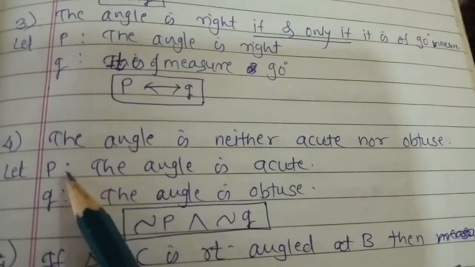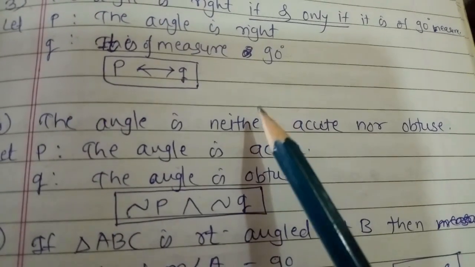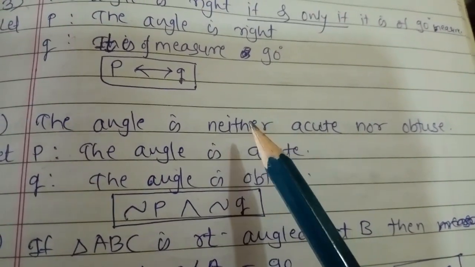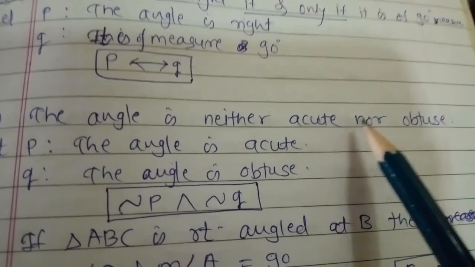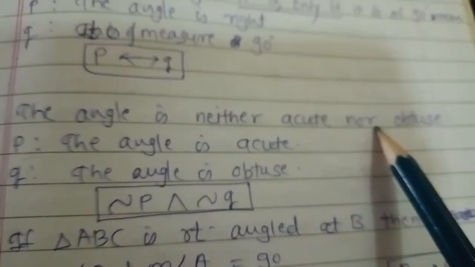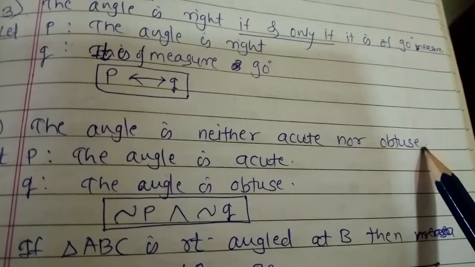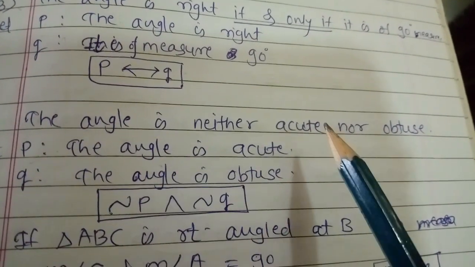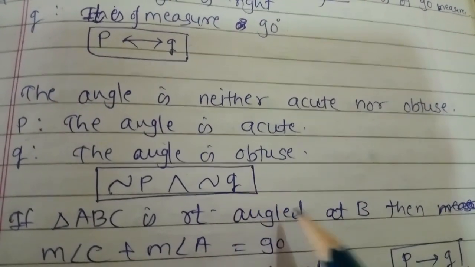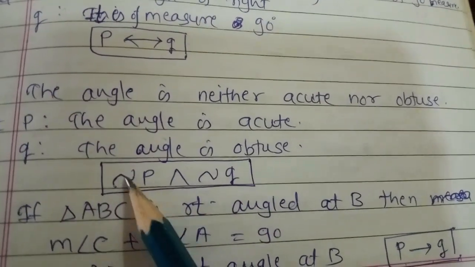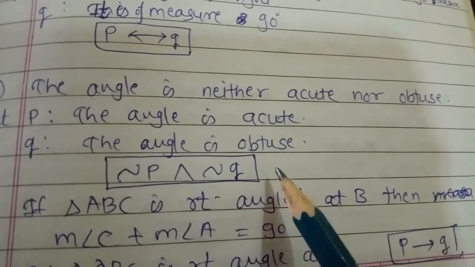And now for symbolic representation we have to use this neither. Neither means negation. Since there is a not, here is a negation. So negation of P, and nor means here we are given that the angle is neither acute nor obtuse, means the angle is not acute and not obtuse. So here we have to consider and, that is negation of P conjunction negation of Q.